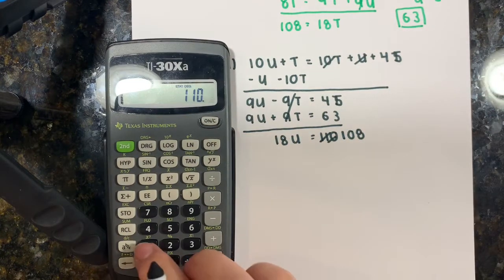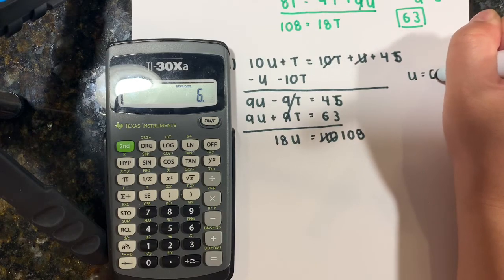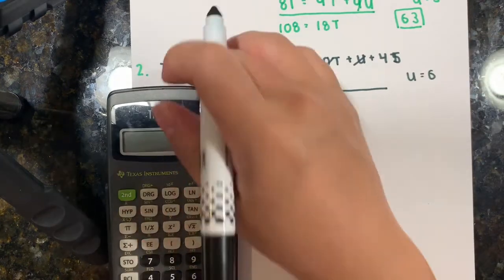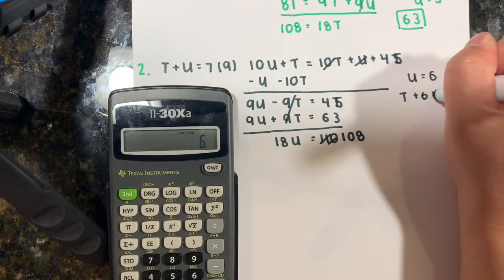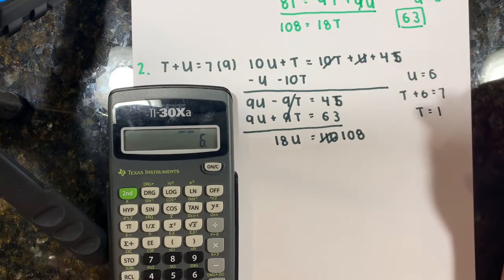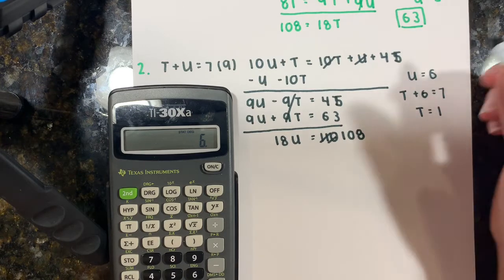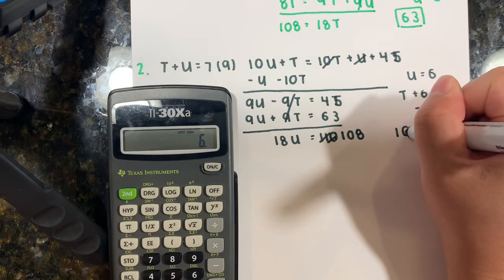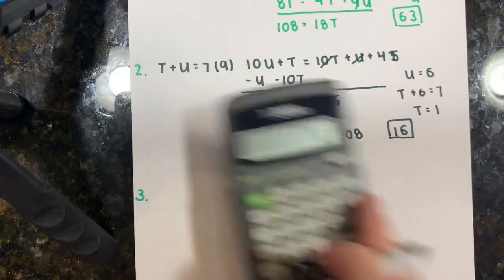So again, we're going to do 108 divided by 18, which gives you u is equal to 6. Then to solve for t, I'm going to plug it into this equation. So that'd be t plus 6 equals 7. So that means t is equal to 1. And the original number, if the tens digit is 1 and the units digit is 6, is going to be 16.